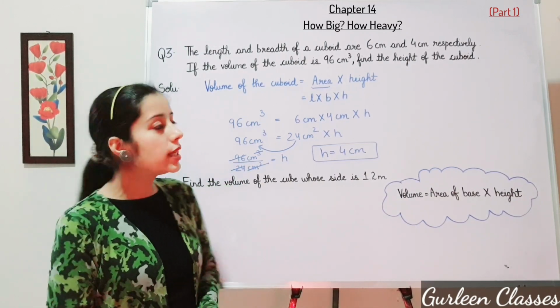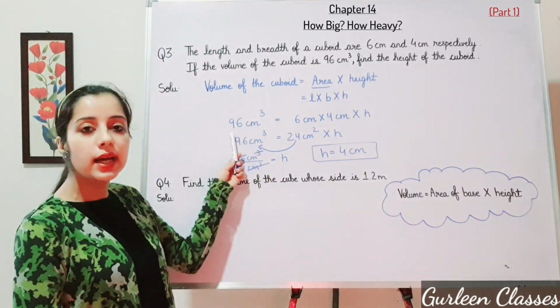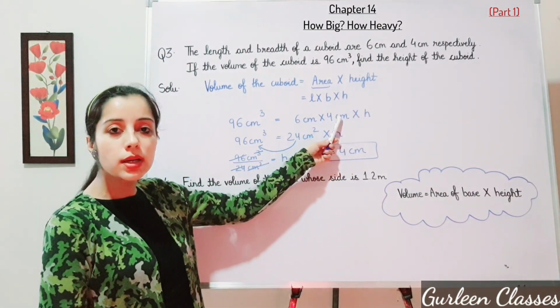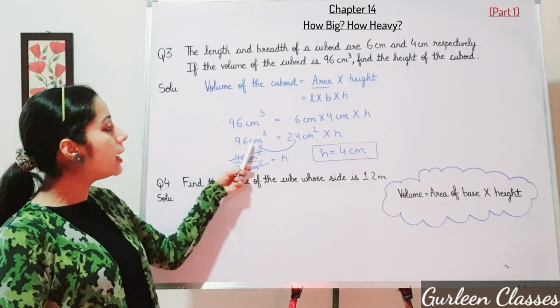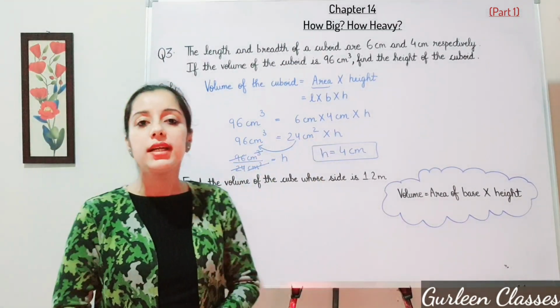Again I am repeating, you have to write down the formula. Volume of cuboid is equal to L into B into H. Then write the volume on the left hand side and here L into B into H. Multiply these two numbers, then it will go to the left side and it will be divided. So 96 divided by 24, it is 4 centimeter.